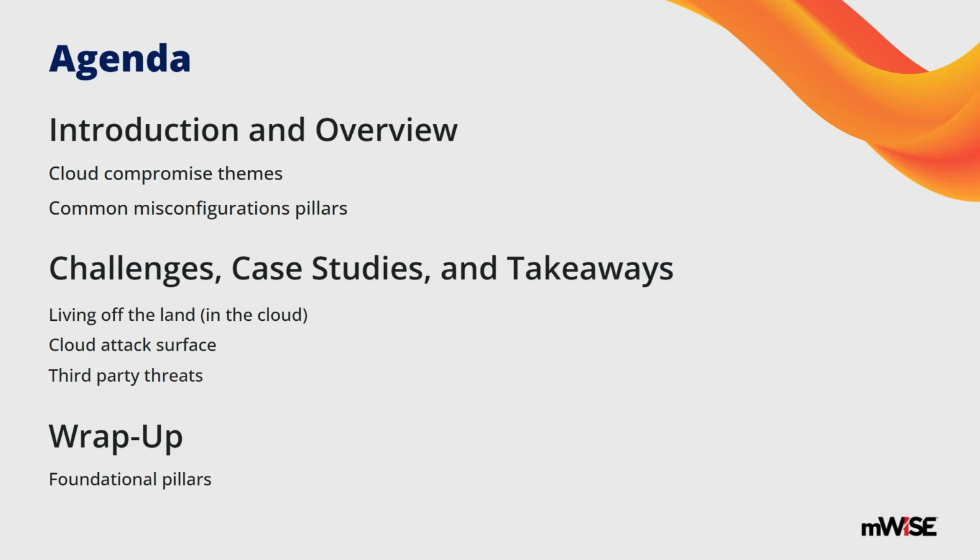I'll go through the agenda here. We're going to break the session down into three areas of focus that we see attackers taking advantage of when compromising cloud environments. That being living off the land, specifically within the cloud attack surface, and then third-party threats. For each of those, we'll go through some incident response case studies that our team has responded to, and then we'll talk through some general takeaways and recommendations that can help to secure your cloud environment.